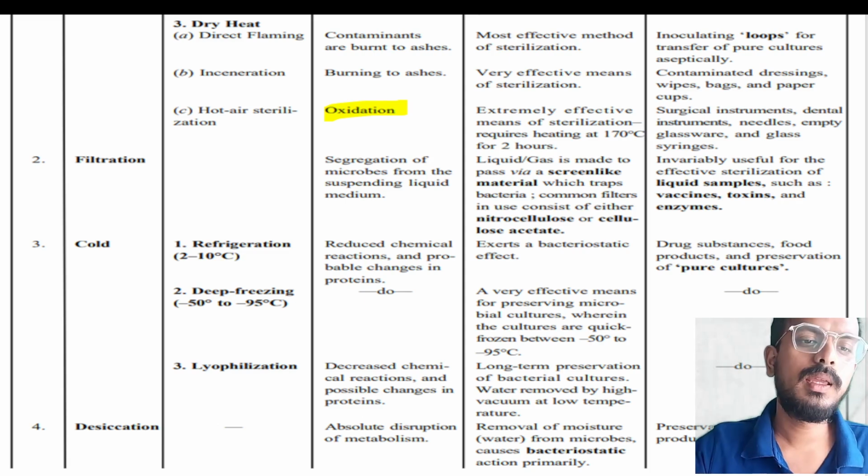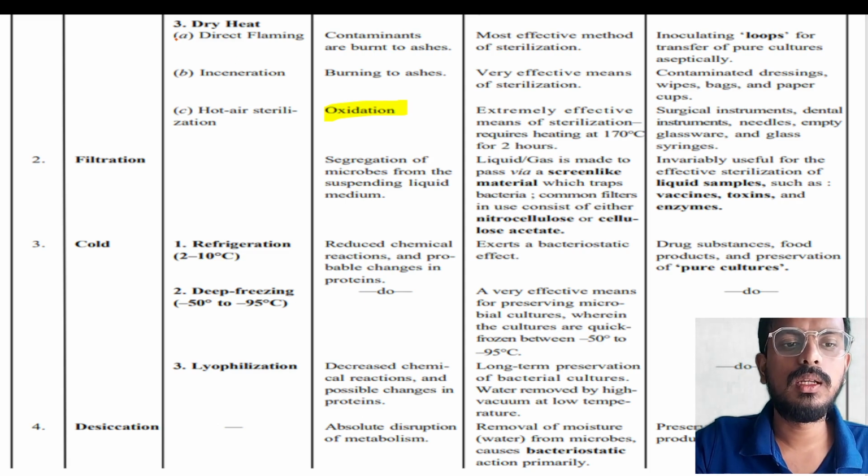Dry heat is also subdivided into three classes: direct flaming, incineration, and hot air sterilization. In direct flaming, contaminants are burned to ashes, the most effective method for sterilization. Next is incineration, burning to ashes.